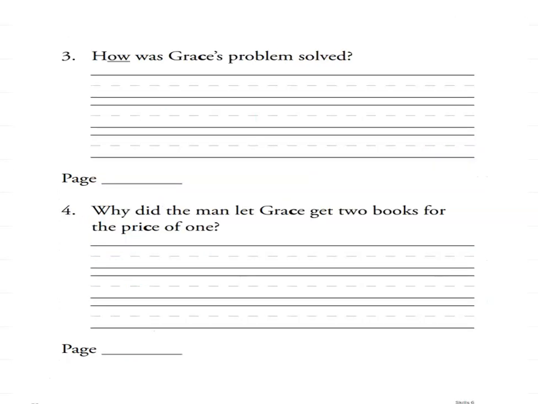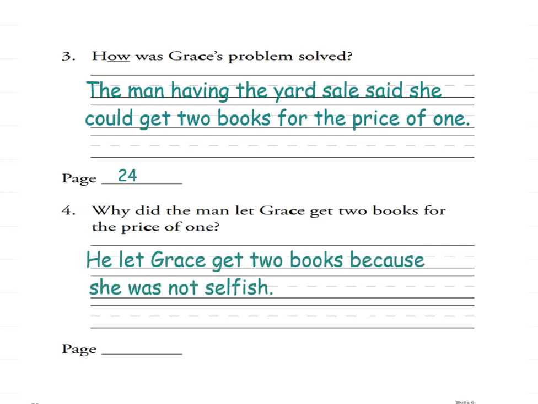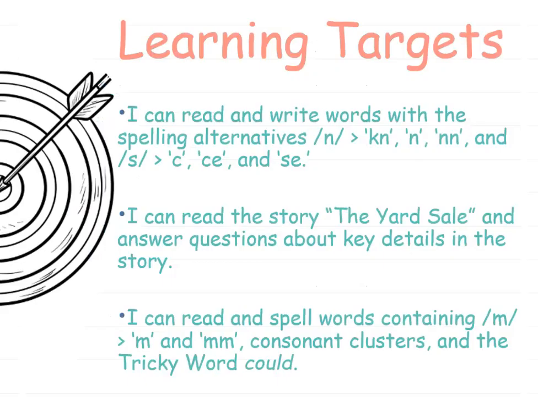How was Grace's problem solved? The man having the yard sale said she could get 2 books for the price of 1. That was on page 24. Why did the man let Grace get 2 books for the price of 1? He let Grace get 2 books because she was not selfish. That was also on page 24.